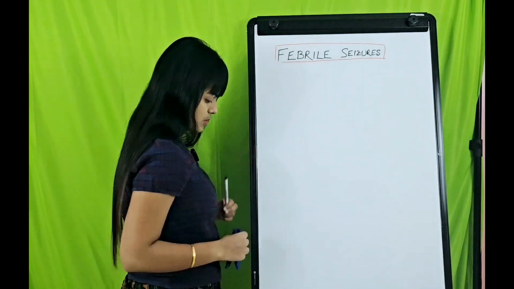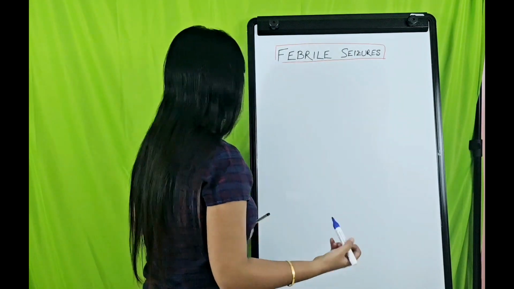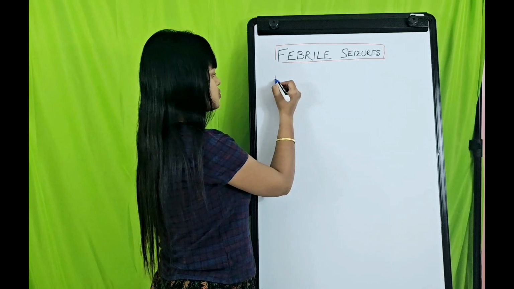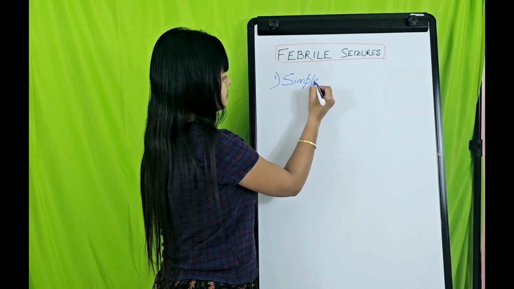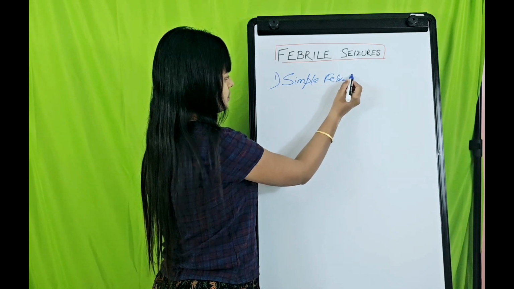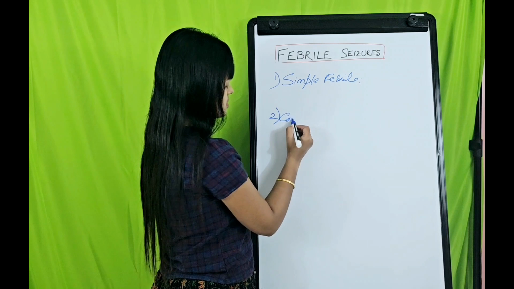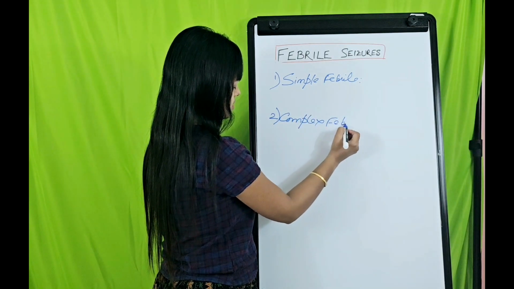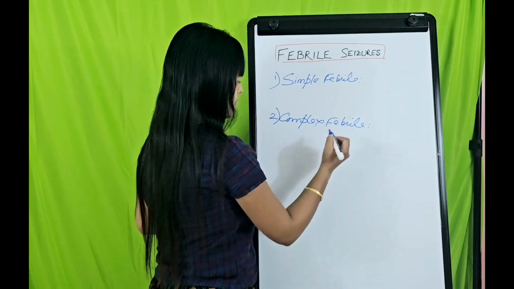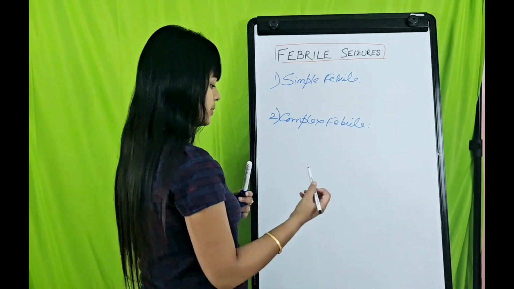what are the types of febrile seizures? So basically, there are mainly two types. One is simple febrile, okay, and the other one is complex febrile. You will be asked each of the criteria of simple and complex, okay.